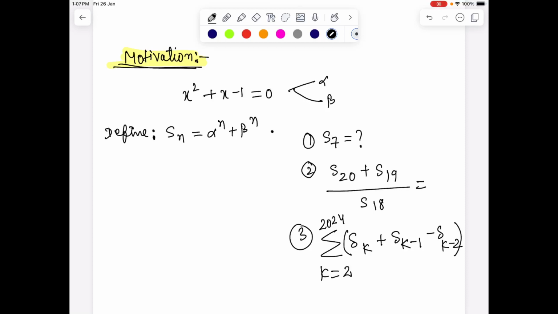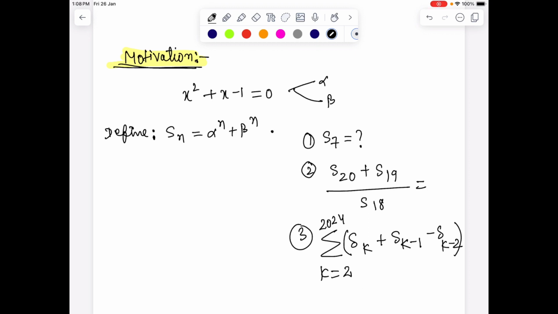Very important JEE topic, which is Newton's sums, or sums of higher powers of roots. Here I'll start with a motivating example before we go into the maths of Newton's sums, and we'll also see the proof very soon. So let's start with the question.